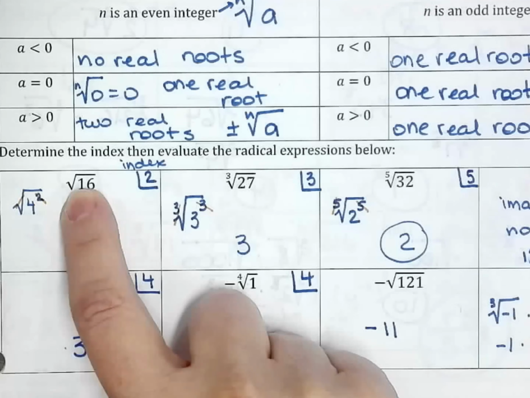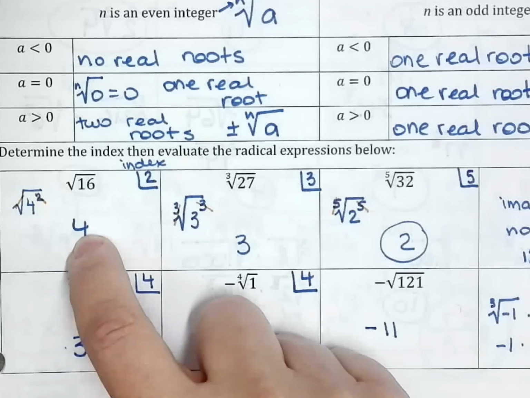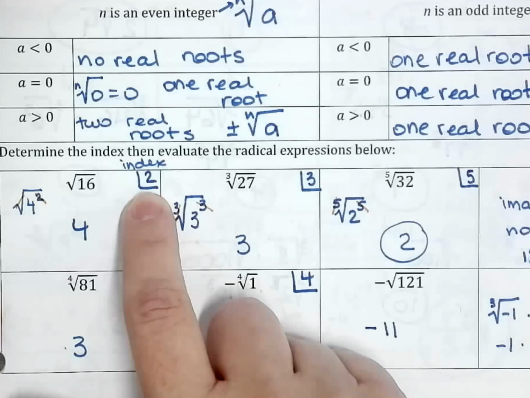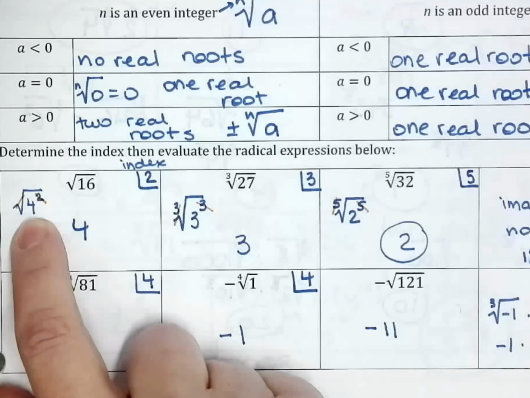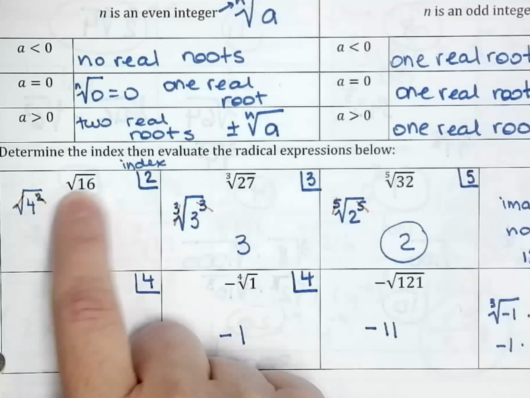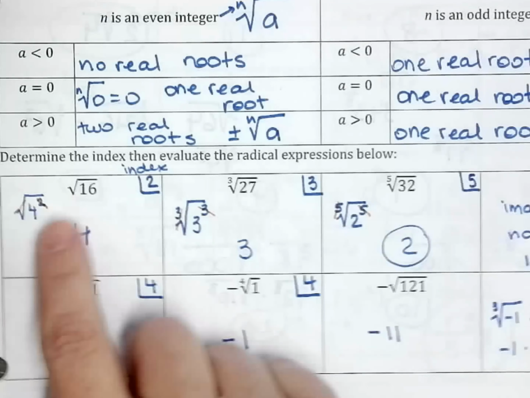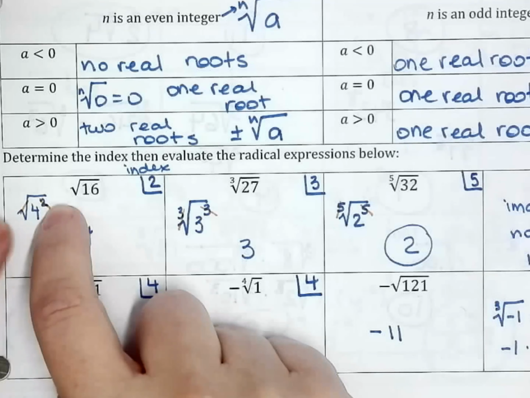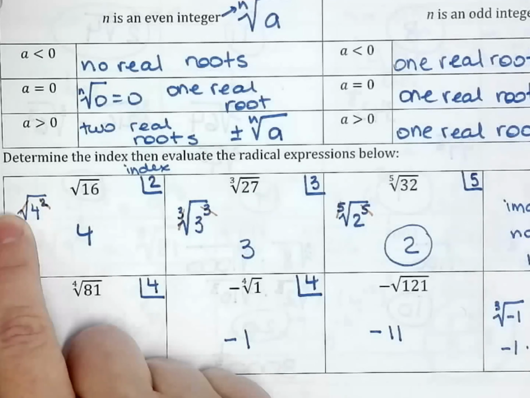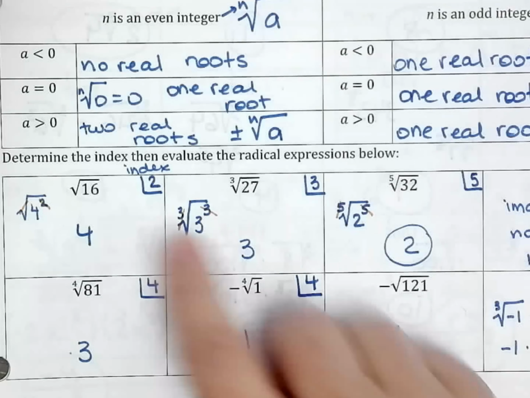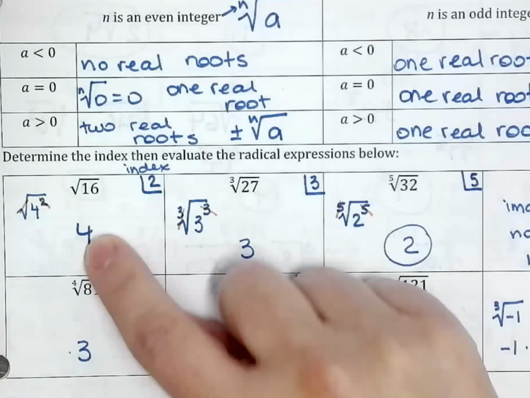So here we know the square root of 16 is 4, but why? Well, the index right there is 2, and I know 4 squared is 16. And the kicker here is when the exponent and the index are the same, we can simplify. That's why square root of 16 is 4.